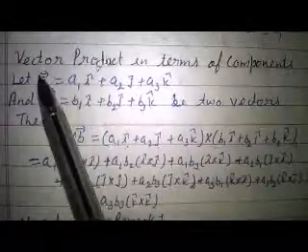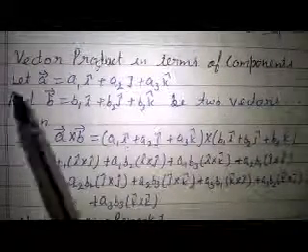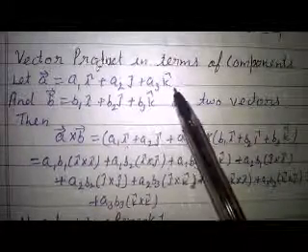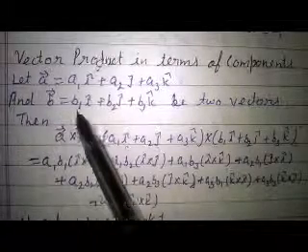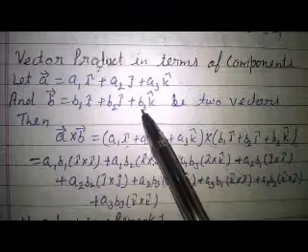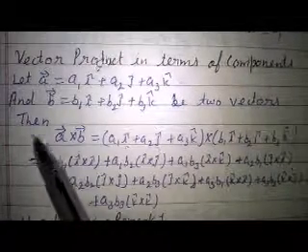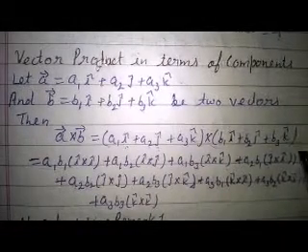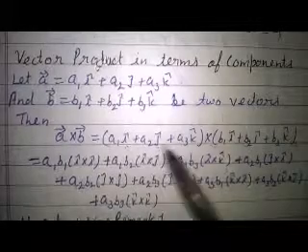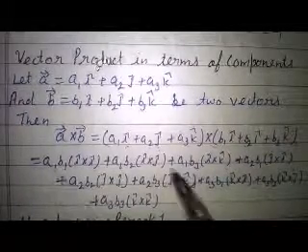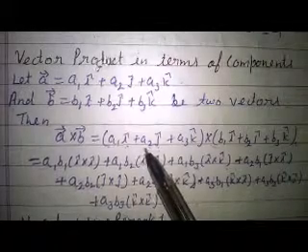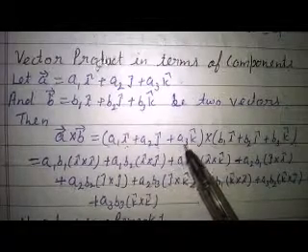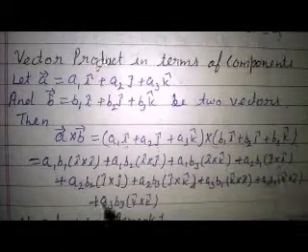Students, now we find the vector product in terms of components. Let A vector be equal to a1 i cap plus a2 j cap plus a3 k cap, and B vector be equal to b1 i cap plus b2 j cap plus b3 k cap, two vectors. Then A vector cross B vector is equal to this, and B vector is equal to this. Now we find the cross product of a1 i cap with this vector, we get this, and we find the cross product of a2 j cap with this vector, we get this up to this. Then we find the cross product of a3 k cap with this vector, we get this.